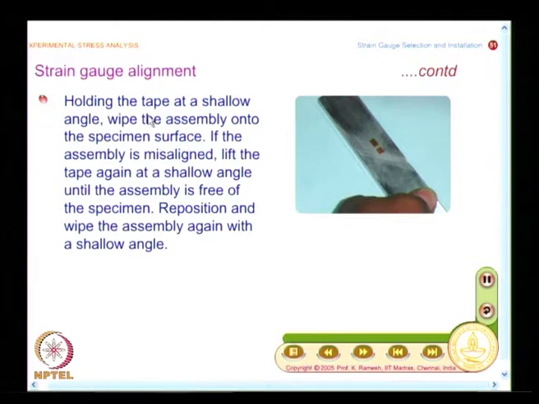And again, holding the tape at a shallow angle, wipe the assembly onto the specimen surface. If the assembly is misaligned, lift the tape again at a shallow angle until the assembly is free of the specimen. Reposition and wipe the assembly again with a shallow angle. So, this is what you get finally.